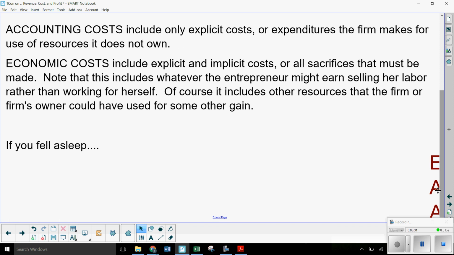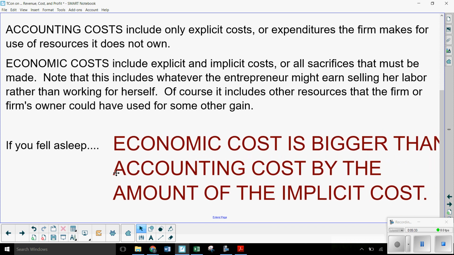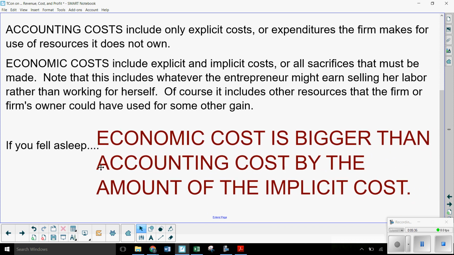If this was a little long and a lot of words on this slide, then here's the fundamental lesson at the bottom of the page here. Economic cost is bigger than accounting cost by the amount of implicit cost. Accountants see explicit cost only. Economists see explicit and implicit cost.